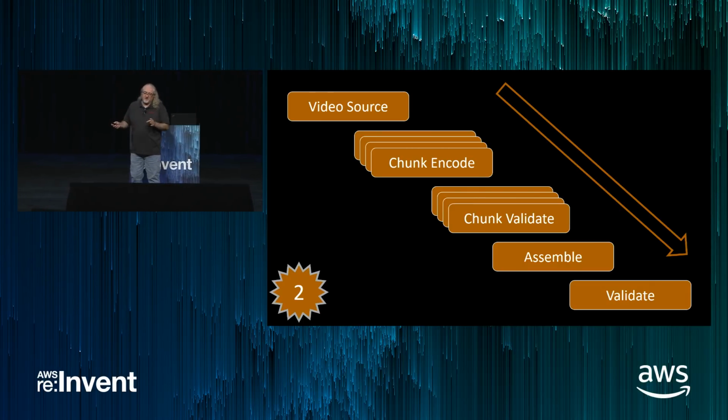We start out with that video source. And then we take that video source file and we break it up into small chunks. We do that for a few reasons. First of all, that source file is terabytes and terabytes of data. Oftentimes it's larger than you'd want to try to shim onto one particular instance anyway. It also allows us to parallelize that encoding work.